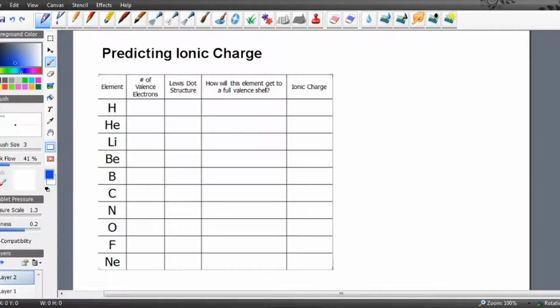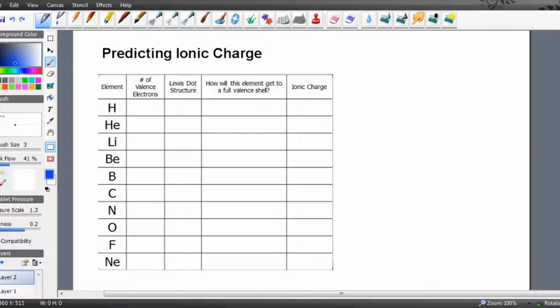Hey guys, welcome back. We left off our conversation about ionic compounds by drawing Lewis dot diagrams to show the formation of an ionic compound, where we showed the transfer of the electrons from the metal to the nonmetal, we showed the resulting charges, and we finally found the formula.